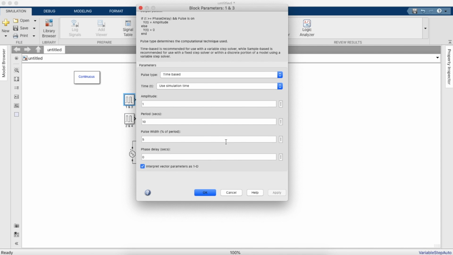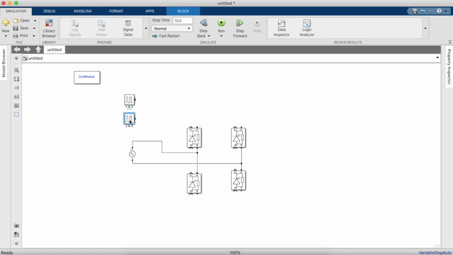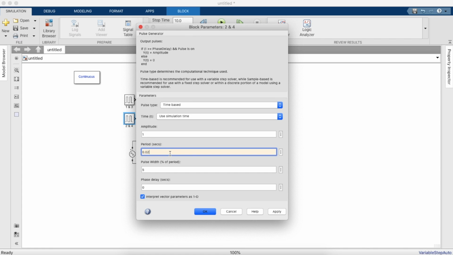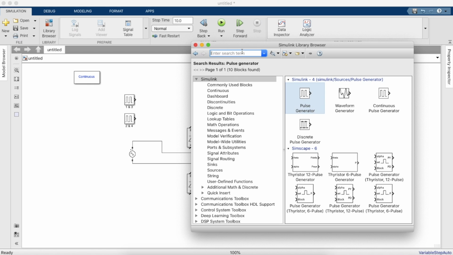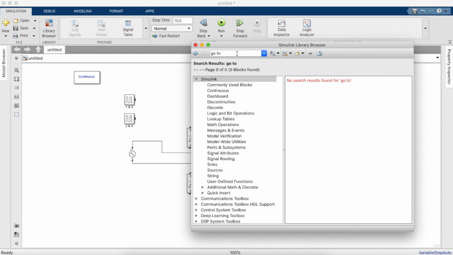So since we're taking 50 Hertz, the time period in seconds will have to be 0.02 seconds, and for the phase delay we'll give a 30-degree phase delay, whereas for the other pulse it will be the same, but the phase delay will be 30 plus 180 degrees, so it will be 210. So it will be 0.02 into 210 by 360.